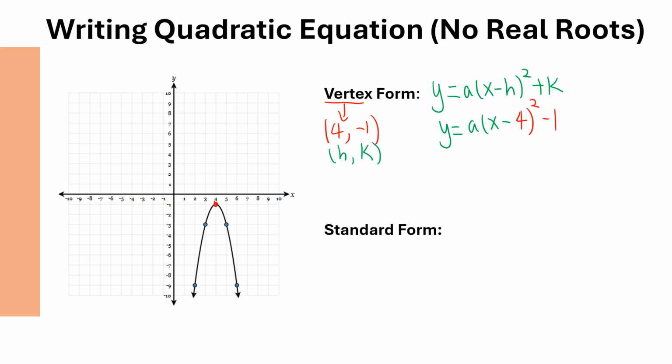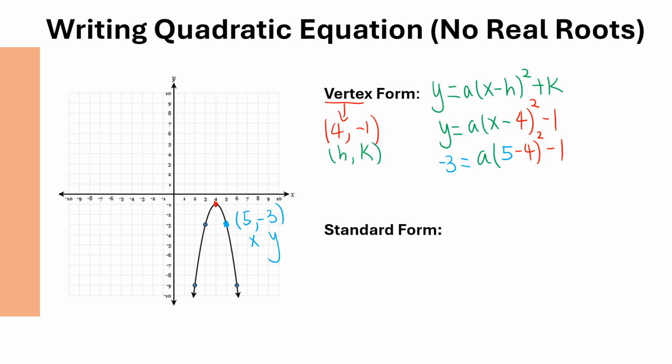The next thing we're going to find is the value of a by picking another point on this parabola so that we can fill in our x and y value to find the value of a. The point that we're using here will be this point where the x value is 5 and the y value is -3. So instead of writing y equals, you're going to write it as -3 equals a times (x, our x value is 5, and then we have 5 minus 4) squared minus 1.